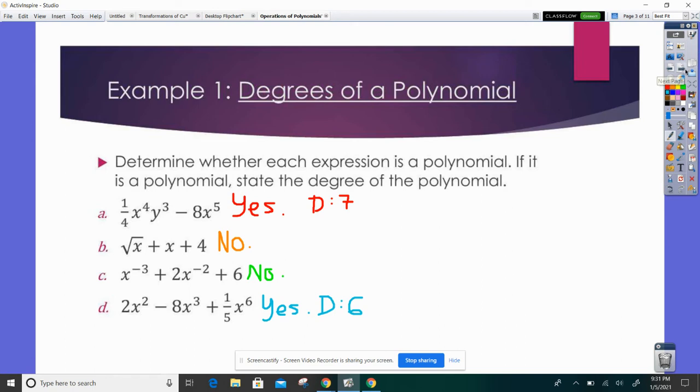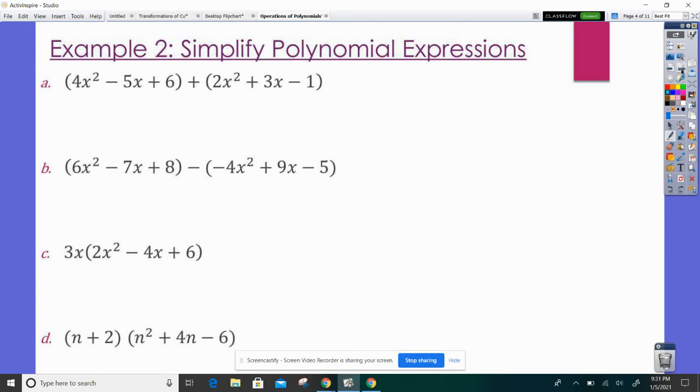The last thing that we're going to do with these polynomials in this video are simplifying polynomial expressions, so the actual operations with polynomials. Okay, now the first operation we're going to look at is addition. Addition with polynomials is just like combining like terms. So I look at the two polynomials and I see what I can combine. My first term is 4x squared. I can combine 4x squared with 2x squared. Okay, so 4x squared plus 2x squared is going to give me a 6x squared.